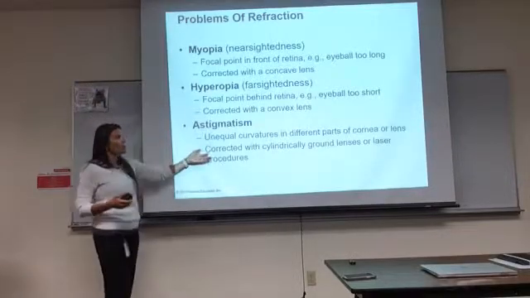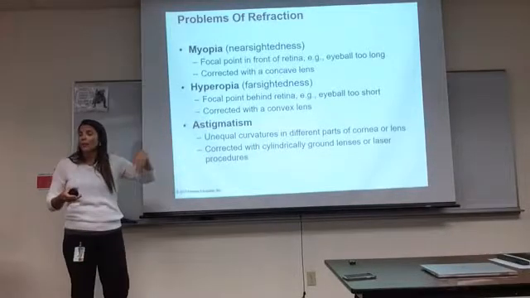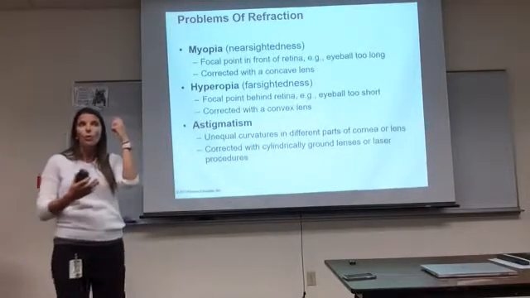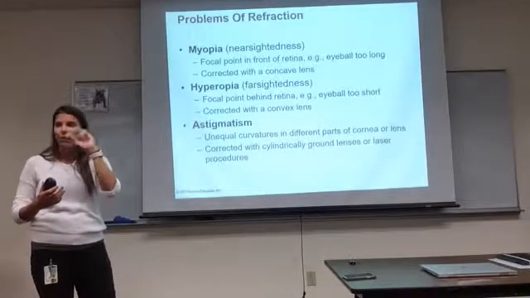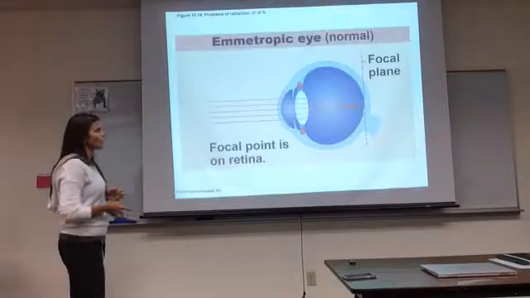But ultimately, we either correct it by giving you a contact lens, or we can go in there with laser surgery. They'll cut your cornea and they'll reshape your lens. They'll shave off part of your lens or your cornea, depending on what it is that needs to be corrected.